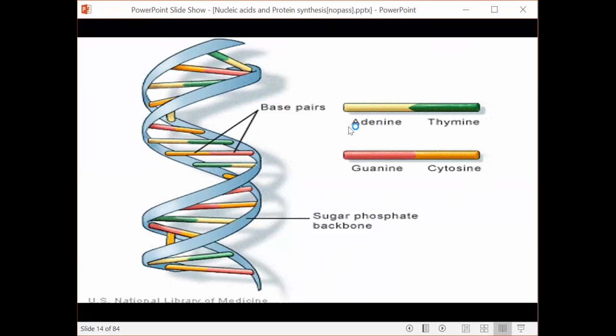By this, adenine to thymine and guanine to cytosine. That is the sequence, that is the pattern. And there is no particular order in the sequence. After adenine thymine, it can be guanine cytosine or cytosine guanine. It can be any order, but the pairing is always between thymine and adenine together, and guanine and cytosine. Now, between adenine and thymine there is a double hydrogen bond. Between guanine and cytosine, it is a triple hydrogen bond.